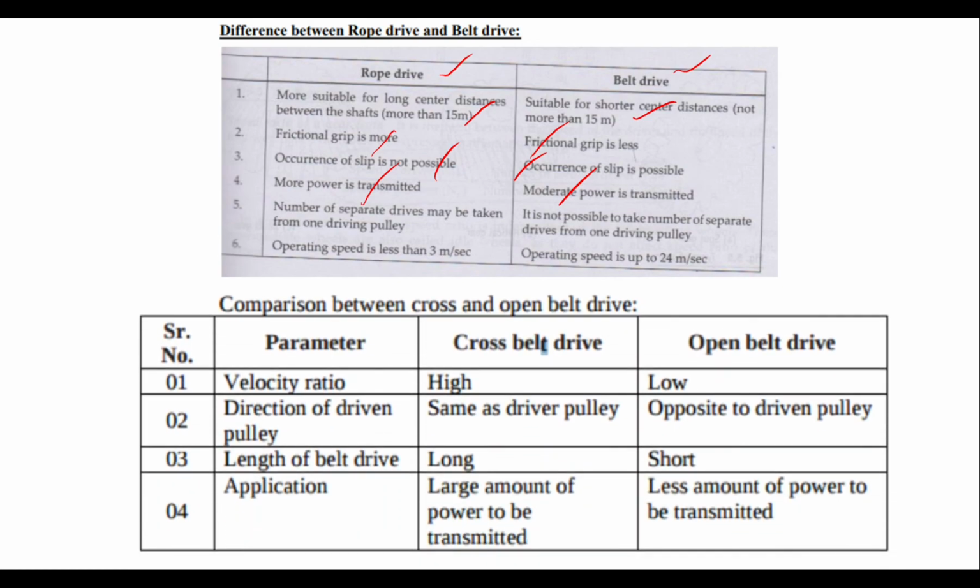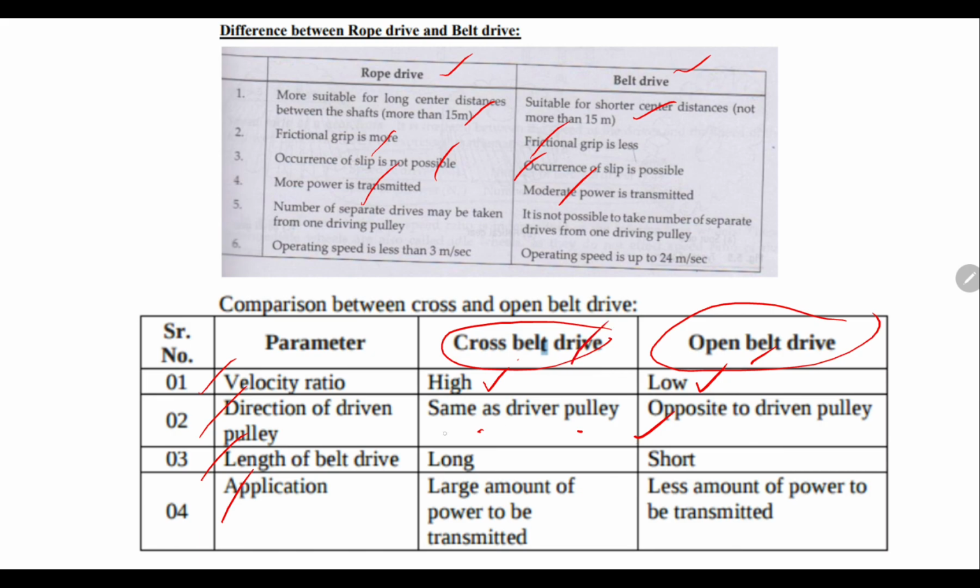Another classification we will see is between the cross belt drive and the open belt drive on the basis of four criteria: velocity ratio, direction of driven pulley, length of the belt drive and application. In a cross belt drive there is a high velocity ratio, but in an open belt drive we can have a low velocity ratio. In a cross belt drive, the direction of the driven pulley is opposite to the driver pulley, but in an open belt drive, the direction of the driven pulley is the same as the driver pulley.